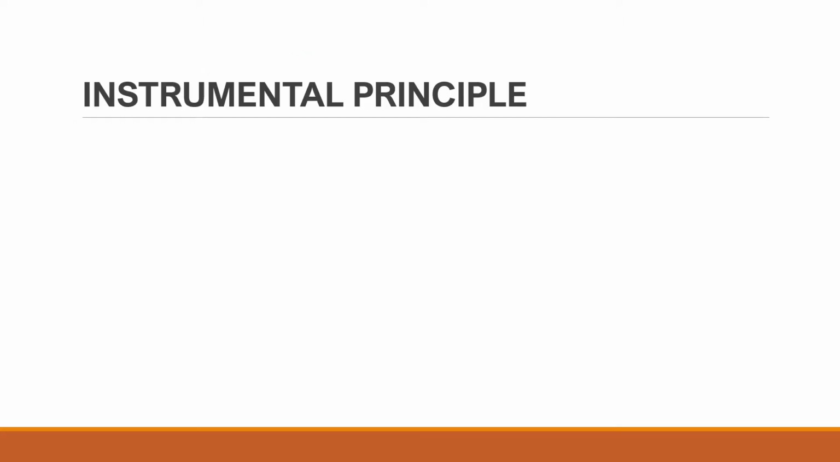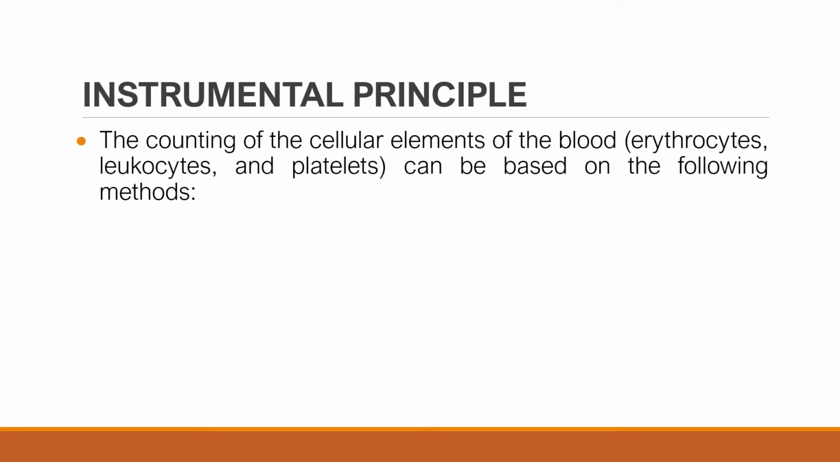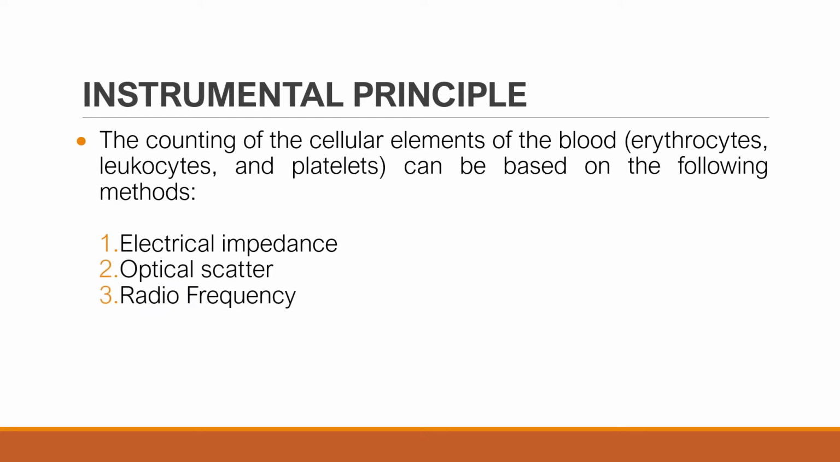Now let's talk about the instrumental principles behind the different machines used inside the hematology laboratory. Instrumentation and the automation of procedures continue to increase inside the hematology lab. The counting of cellular elements like red blood cells, white blood cells, and even platelets can be based on the following methods: electrical impedance, optical scatter, and radio frequency. As we go on with our discussion, let's take a closer look at the different methods and how they are able to detect the presence of the cellular elements.